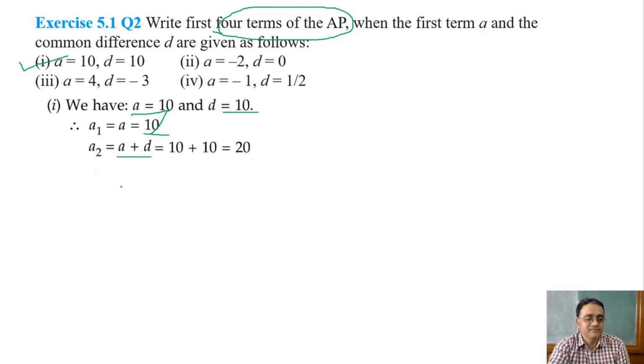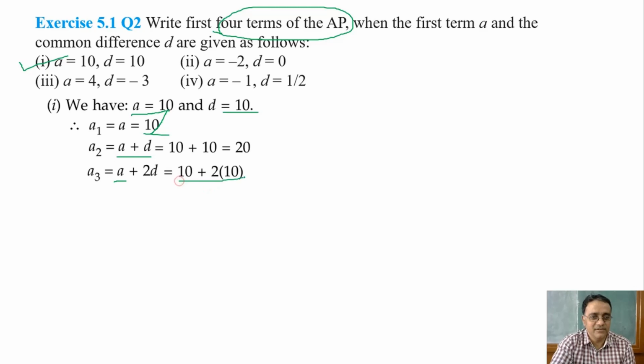Now A3, का हम लोग थर्ड टर्म का जनरल फॉर्म देखे थे, A plus 2D था, right? A plus 2D. So 10 plus 2 into 10. So what we are getting? 30. इसको हम लोग ऐसे भी लिख सकते हैं, A3 we can write A2 plus D. ठीक है, जो easy लगे that form you can apply. So 20 plus 10, it will give 30.